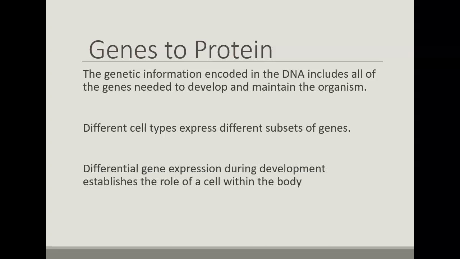And so this differential gene expression during the development of the fetus is actually establishing the role of the cell within the body. So very, very early on, when we have the zygote, which is when the egg and sperm have come together, and those cells start multiplying and dividing, as we continue to have more and more cells, we begin to turn on different types of genes inside of those cells. And that essentially tells the cell what it's going to be. Oh, I'm going to be a liver cell, and I'm going to be a heart cell, and I'm going to be a nerve cell.